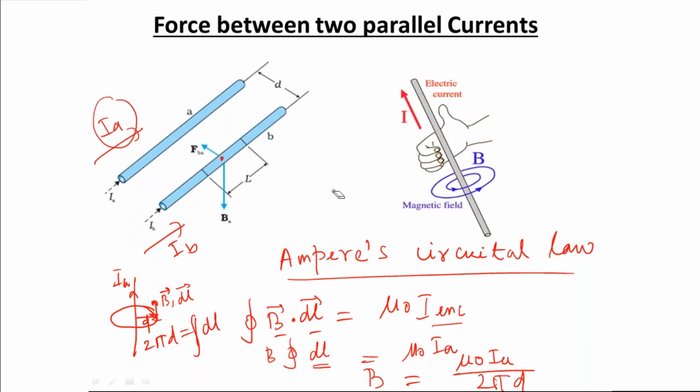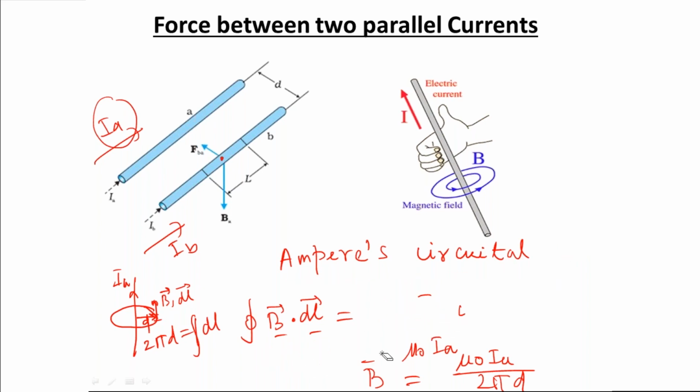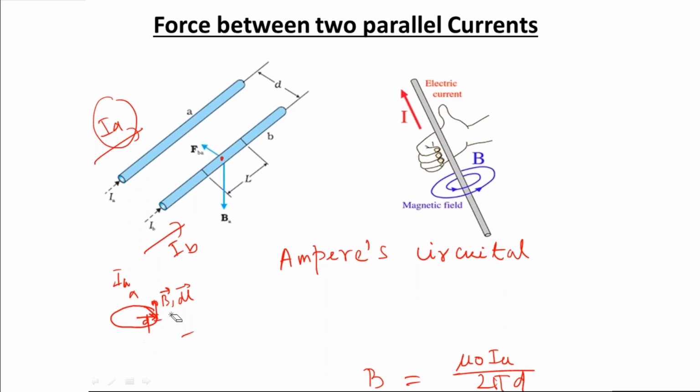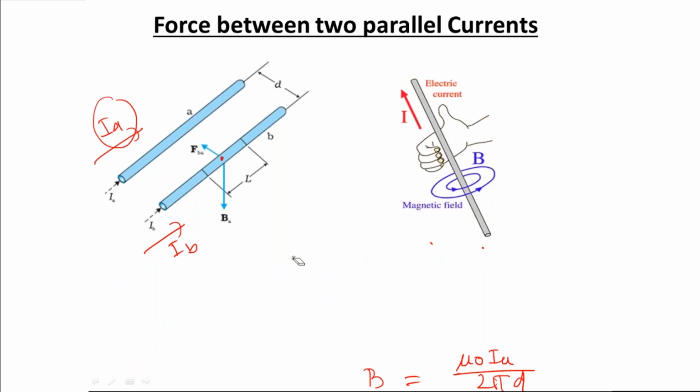I'll just write this at some corner, because I have to use this space. Okay, so I have got the magnetic field created by the current carrying wire A exactly on the wire B, which is at a distance D away. How do we get that? Just by applying Ampere's Circuital Law.